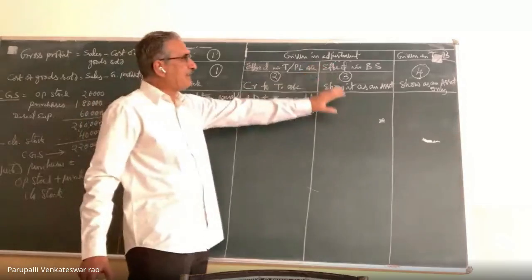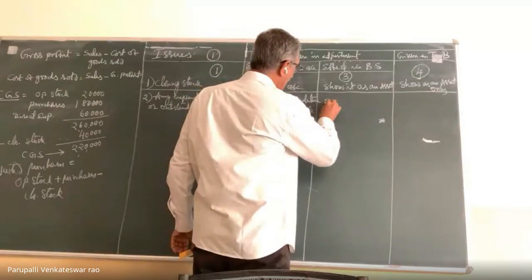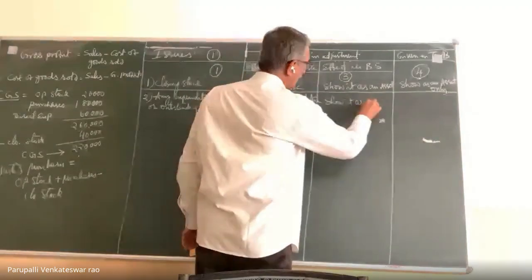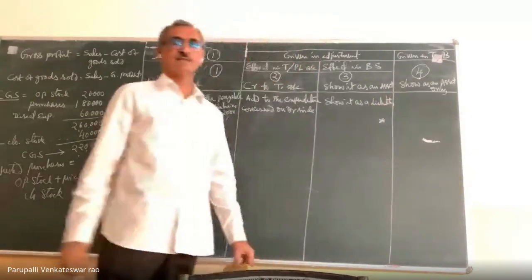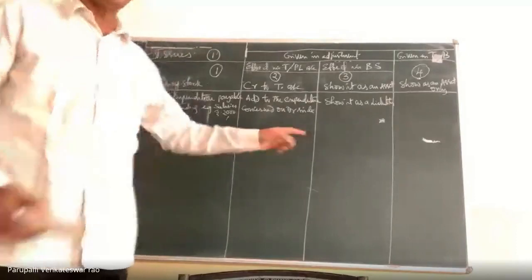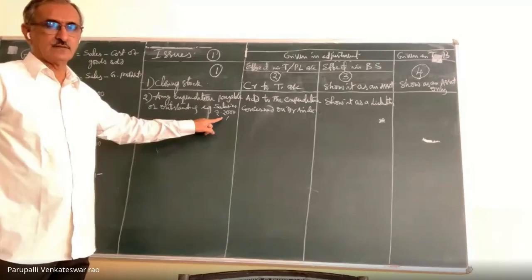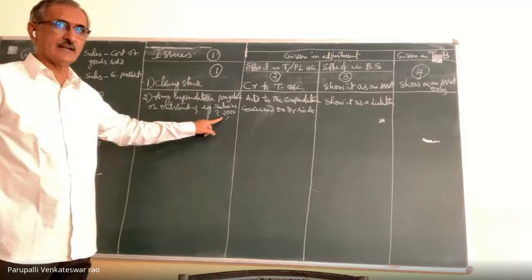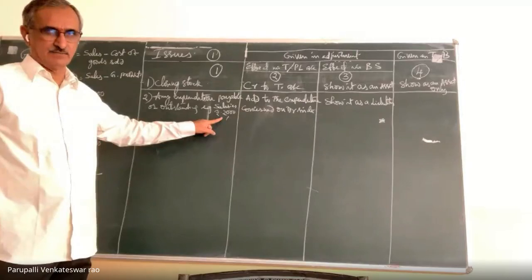What is the effect in the balance sheet? Third column, number 3: liabilities. On the liability side. Exactly. Show it as a liability. This 2000 rupees is added to salaries on the debit side of the profit and loss account. If it is wages outstanding, we add to wages in the trading account. Wages will come in the trading account. So add to the concerned item.